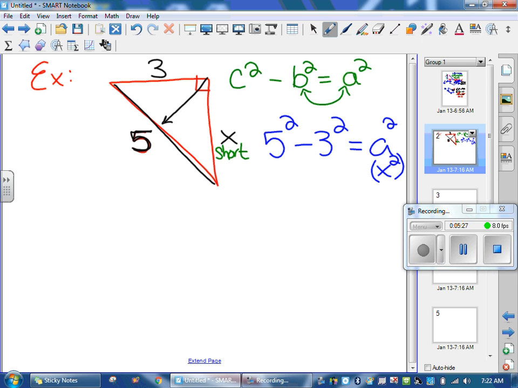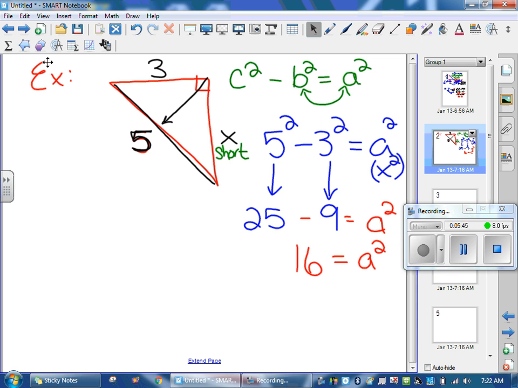That's going to give me 25 and 9. And according to BEDMAS, I had to square them first, then subtract their answers. And again, that's going to give me a squared. So I'm going to get a total of 16 for a squared. And again now, I need to square root the answer to solve for a. Square root your a squared. A is equal to, oh, pardon me, goodness me, 4.